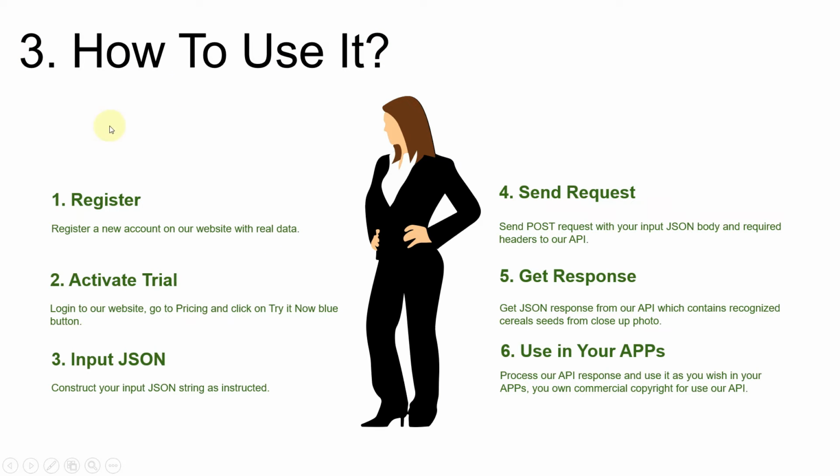How to use it? Register a new account on our website with real data. Log in to our website, go to pricing and click on the Try It Now blue button. Construct your input JSON string as instructed. Send a POST request with your input JSON body and required headers to our API. Get a JSON response from our API which contains recognized cereal seeds from the close-up photo. Process our API response and use it as you wish in your apps. You own commercial copyright for use of our API.